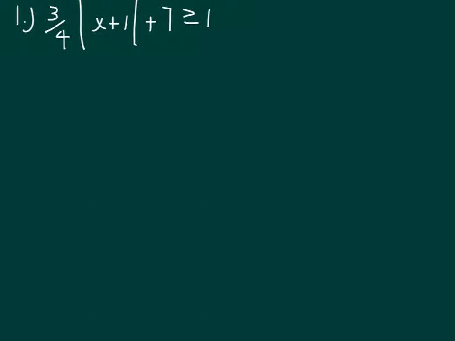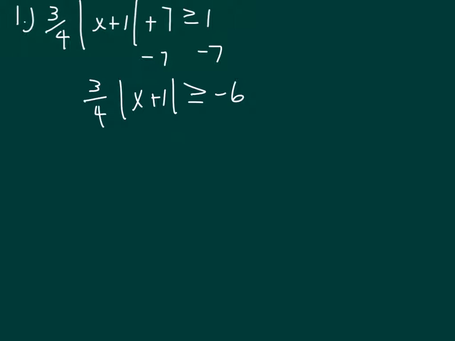Okay, so here's how to solve number 1 of your do now. You recognize that you need to isolate the absolute value, so we're simply going to subtract 7 from both sides. And so we have 3/4 absolute value of x plus 1 is greater than or equal to -6.